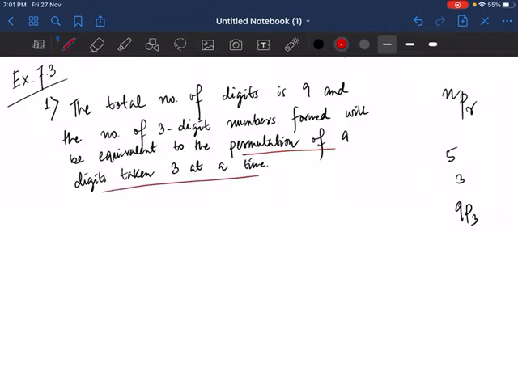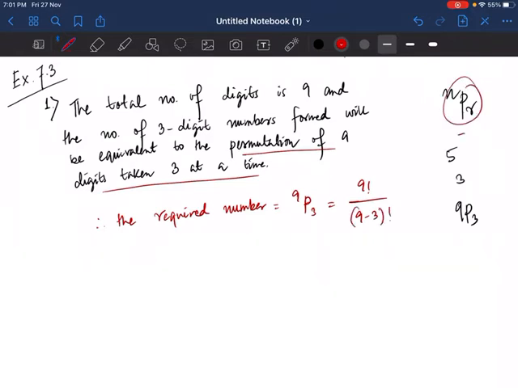Therefore the required number is equal to 9P3, and 9P3 is what? It is 9 factorial divided by (9 minus 3) factorial, because we have already discussed this one. nPr is equal to what? n factorial divided by (n minus r) factorial. So that is what we have.